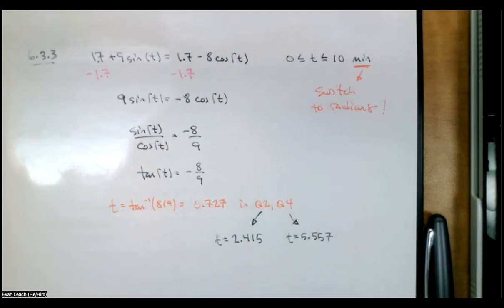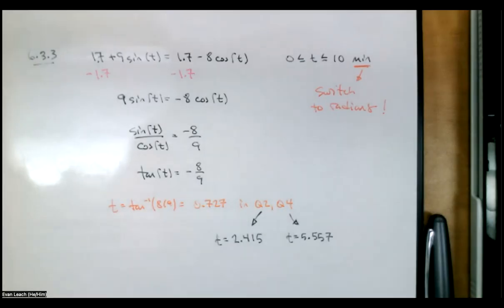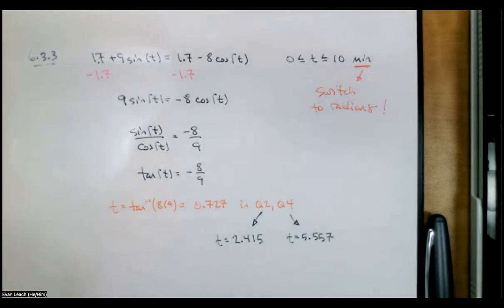When we look at the set of answers, it says that we have to put in 3 answers. I've got the 2.41, and I've got the 5.56, but where's this 8.7 come from? So the 2 answers that we got are just going around 1 time. Those are the answers between 0 and 2 pi, or 6.28. But the period of tangent is pi. So I have to add multiples of the period.